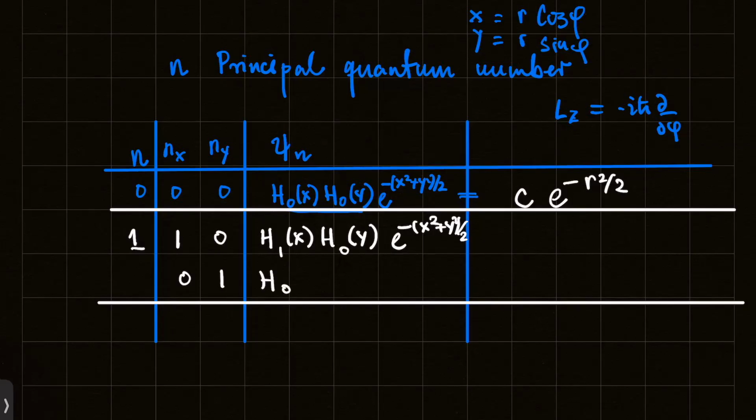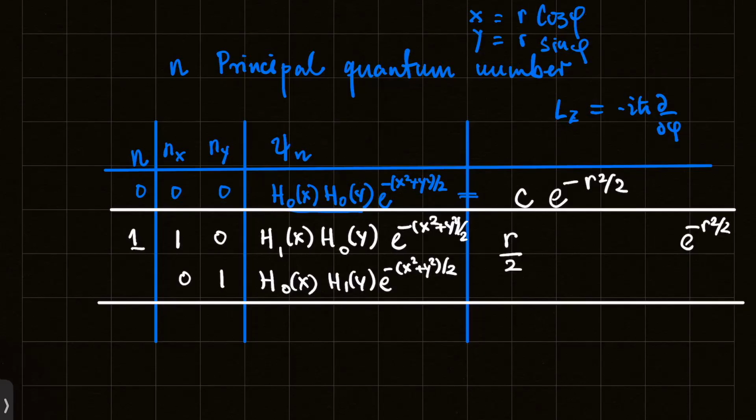1, 0, and this should be 0, h0 of x, and h1 of y, and e to the minus (x squared plus y squared) by 2. And we know that up to normalization, h1 of x is just x. So we are going to have the wave function here, x e to the minus r squared by 2. But x has to be expressed in terms of r. So here we'll have, let me rewrite this, r cosine of phi e to the power minus r squared by 2.